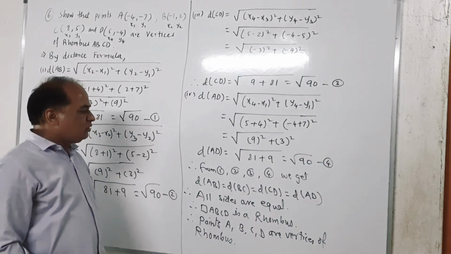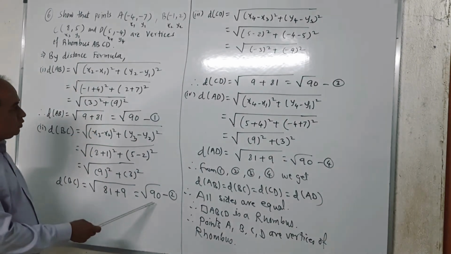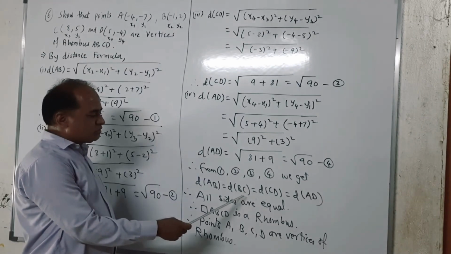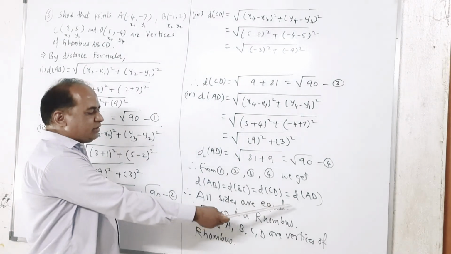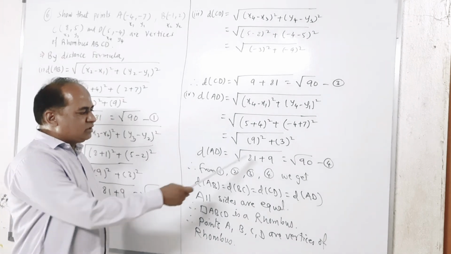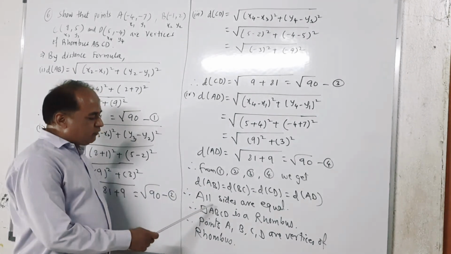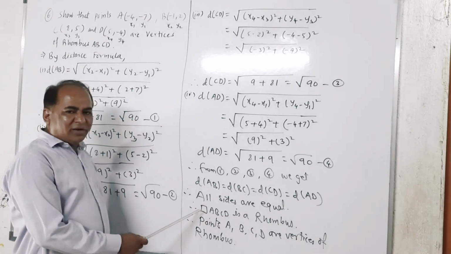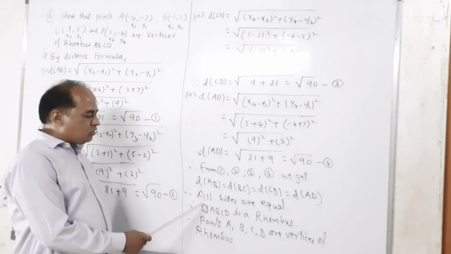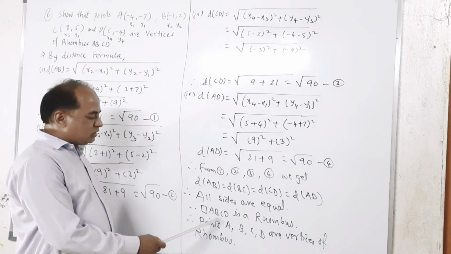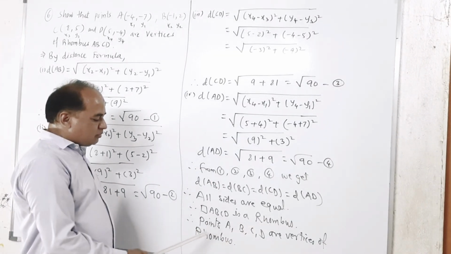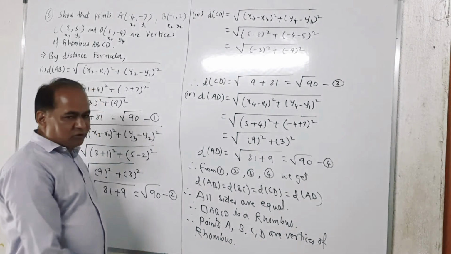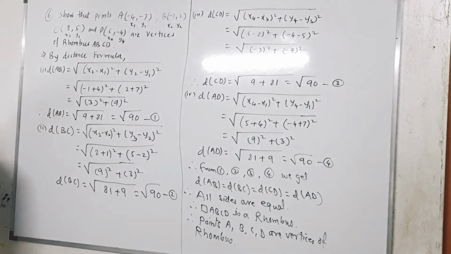Number 4. Now from 1, 2, 3 and 4 we get that distance AB is equal to distance BC is equal to distance CD is equal to distance AD, which is root 90. Therefore all sides are equal. Since in a quadrilateral, if all sides are equal, then the quadrilateral is said to be a rhombus. So here the quadrilateral ABCD is a rhombus. Therefore points A, B, C, D are the vertices of the rhombus.